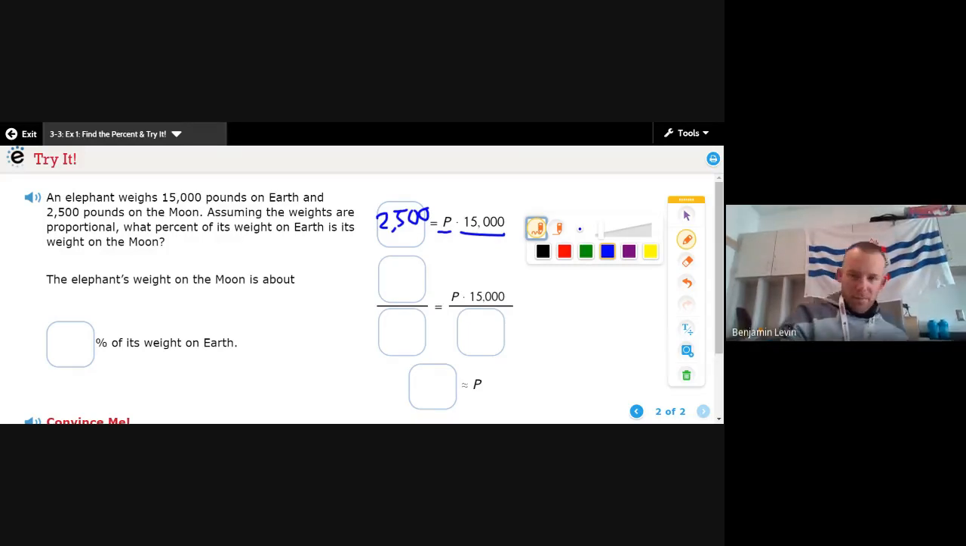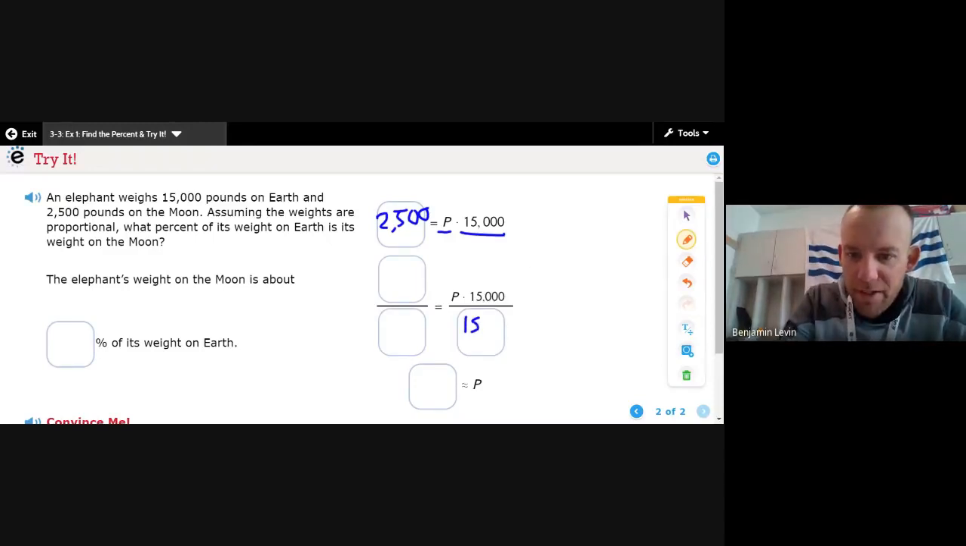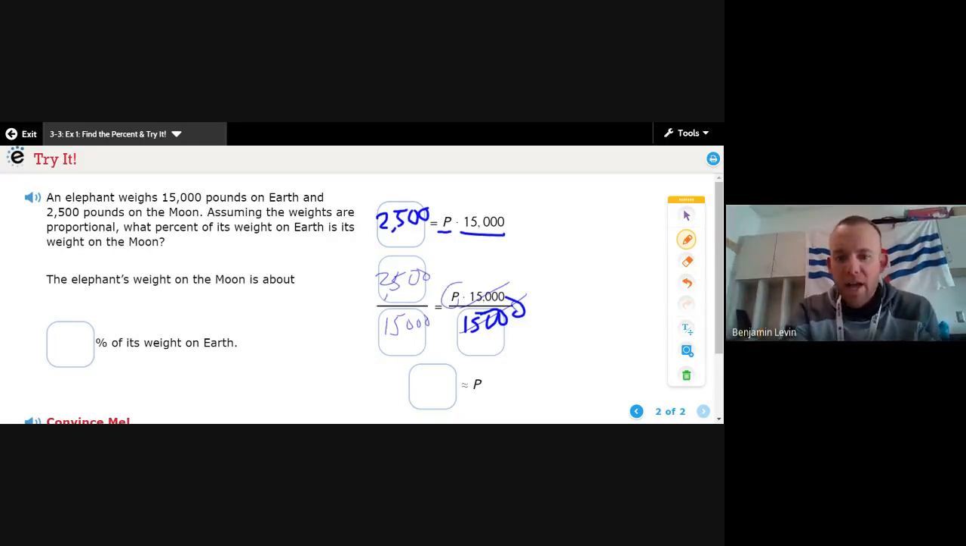So what we need to do is divide both sides by 15,000. Right, that's going to cancel out the 15,000s, and you still have your 2,500 over here. So our percent is equal to part divided by whole, right?